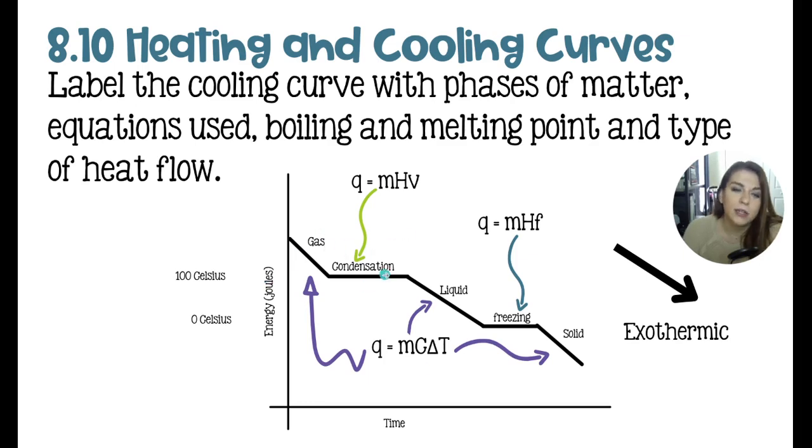Up here, we have condensation between gas and liquid, and for that, we would use Q equals mHV. Between liquid and solid, of course, we have freezing, and for that we would use the equation Q equals mHF. If this sample were water, condensation would happen at 100 degrees Celsius, and freezing would occur at 0 degrees Celsius.